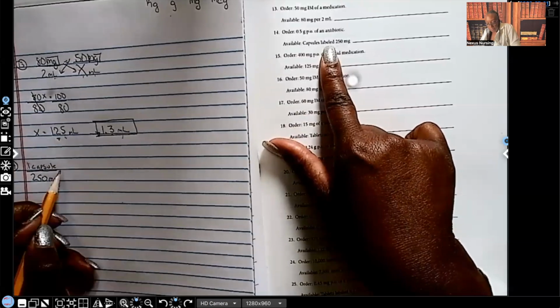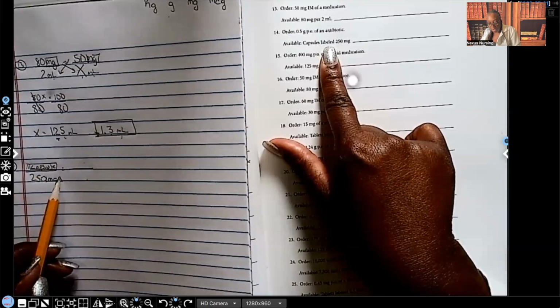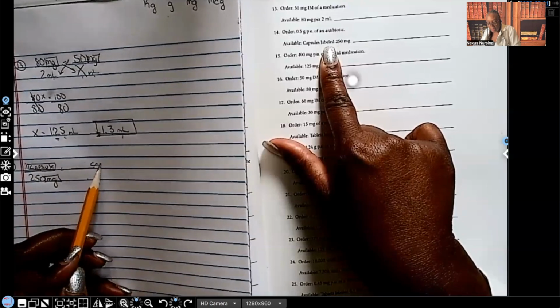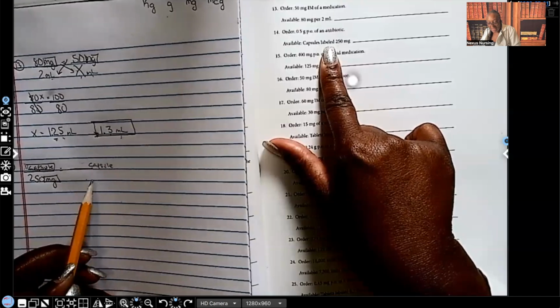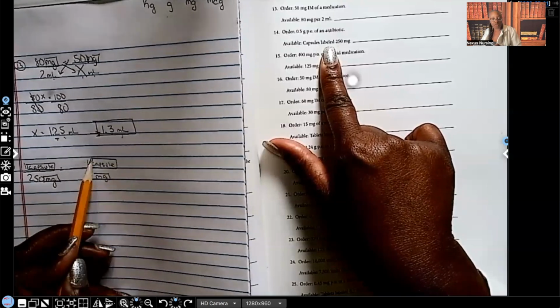That's the same thing we're seeing here, guys. Whatever is up here has to be capsule. That's going to be my unit of measurement. Whatever's down here has to be milligrams. That's going to be my unit of measurement. How do I know this? Look, capsule, milligram. So anything up here has to be capsule, and anything down here has to be milligram. Your units always have to match.